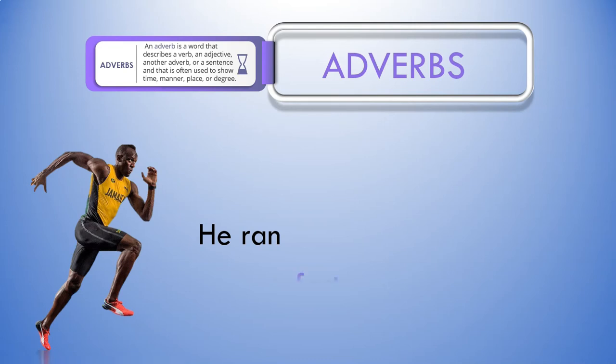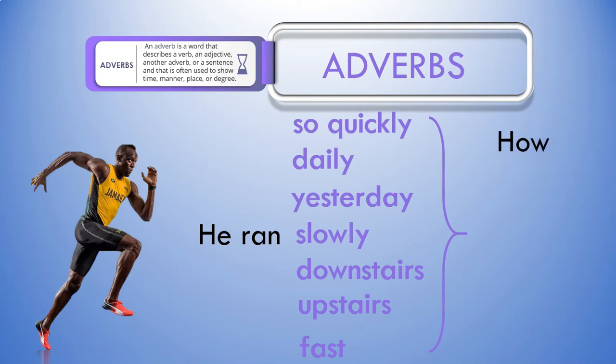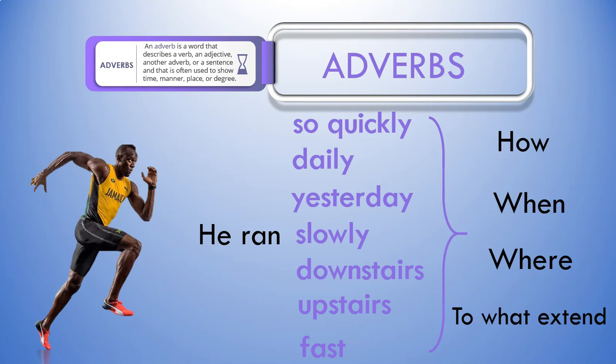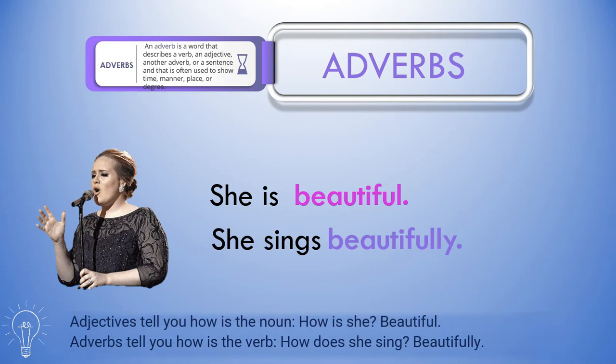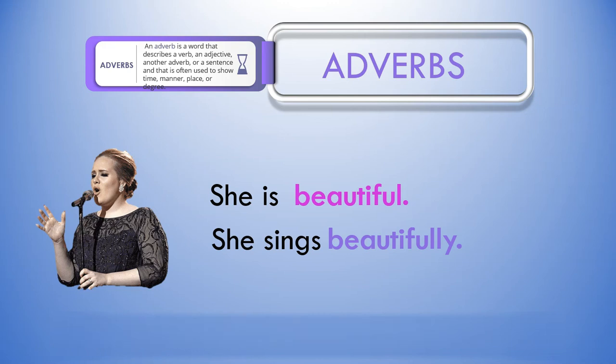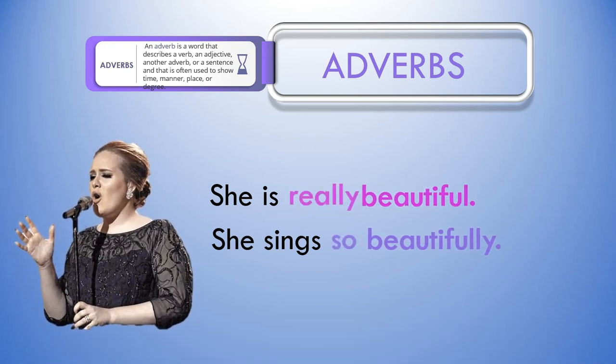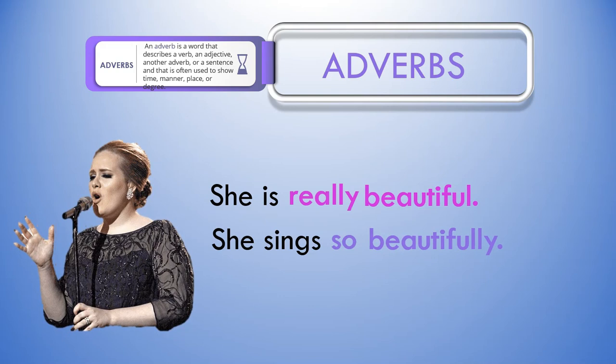For example, he ran fast, slowly, upstairs, downstairs, yesterday, daily, so quickly. As we can see, adverbs tell you how, when, where, and to what extent the verb performs. They are often used to show manner, place, time, frequency, and degree. The way that adverbs modify adjectives and other adverbs is usually by adding intensity to them. For example, beautiful or beautifully would become really beautiful or so beautifully.